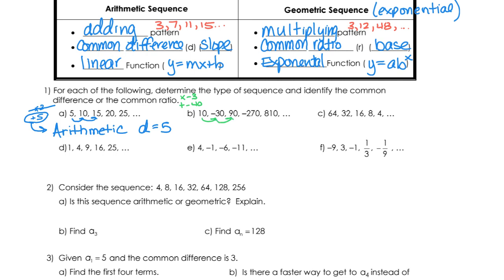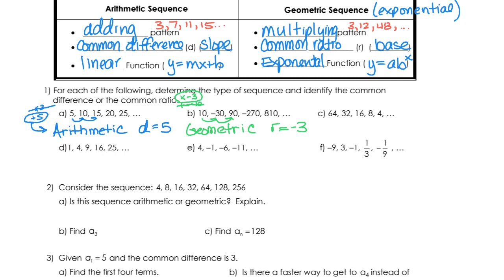Okay? To get from negative 30 to 90, if we add a negative 40, that should have been a negative 70, so it's not that. But multiplying by negative 3 works, right? Negative 30 times negative 3 would be positive 90. And so we figured it out, and since we're multiplying, this is geometric. And geometrics have an R value called a common ratio, and your ratio is what you're multiplying by, which is negative 3.